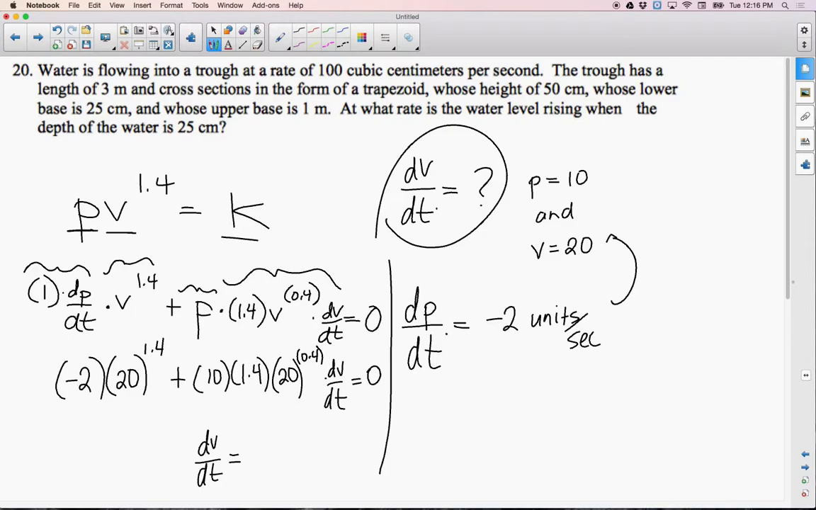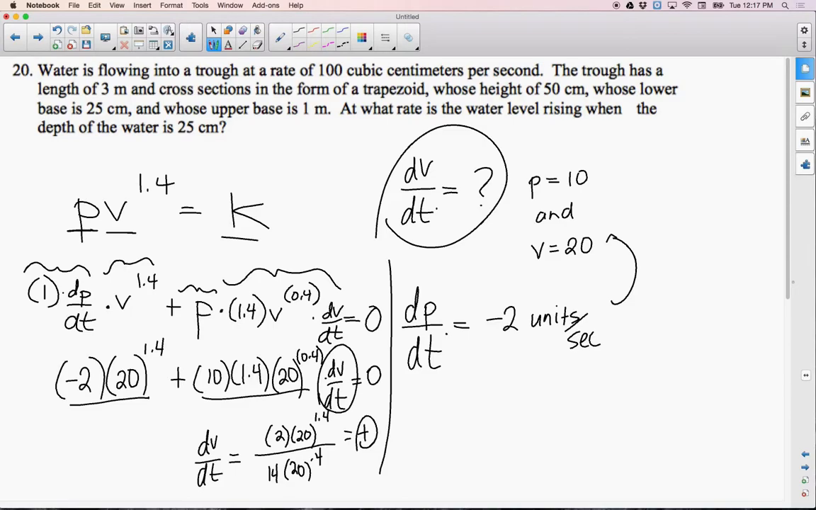You know that? Because if I move this to the other side, what's going to happen to it? It's going to become positive 2 times 20 to the 1.4, divided by this, so that I can solve for that, which will be 10 times 1.4. If you want to make that a little simpler, you can make that 14 times 20 to the 0.4. Now look at that. Without even plugging it into your calculator, what does that answer have to be? It has to be positive because there's only positive numbers there. So therefore, it's increasing.